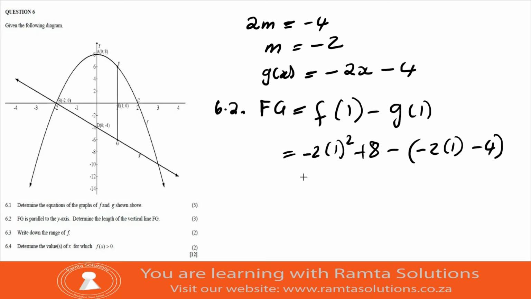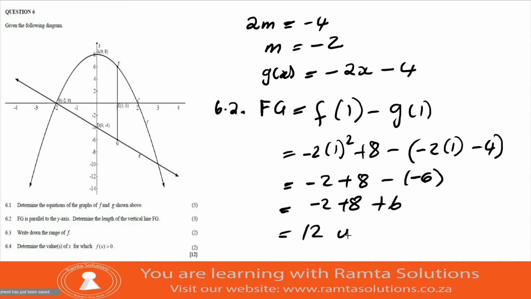So what do we have here? We have -2 plus 8 minus, so okay, -6. And then this is -2 plus 8 plus 6. Therefore, we have 12 units. What does it mean? It means FG is 12 units. Let me show you another way where we will need to find the coordinates of F and G.